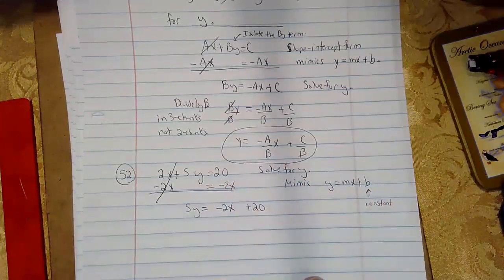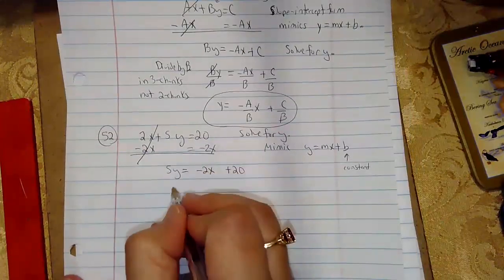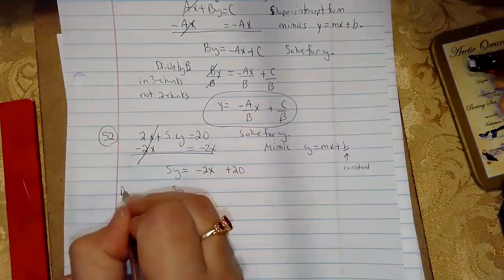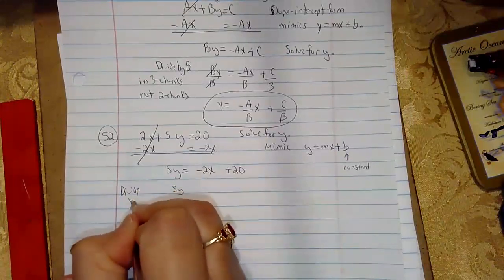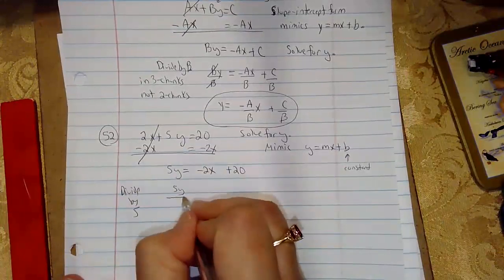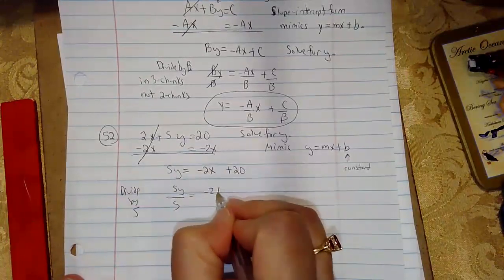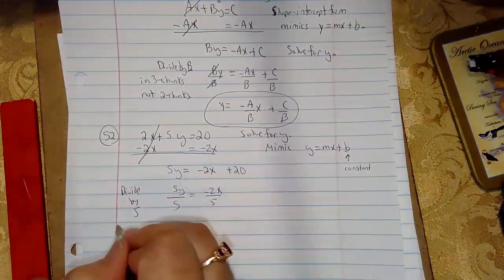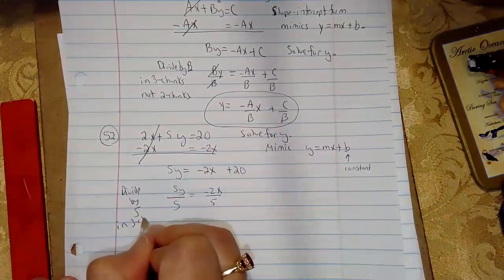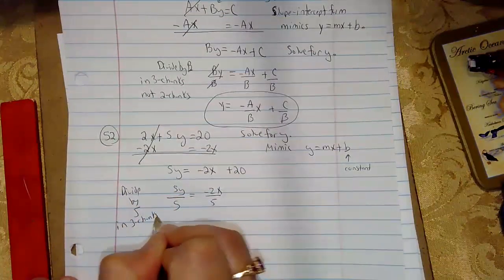For me in this problem, this is what I got generated for the problem when it gave it to me. And now I'm going to divide by 5 in 3 chunks.